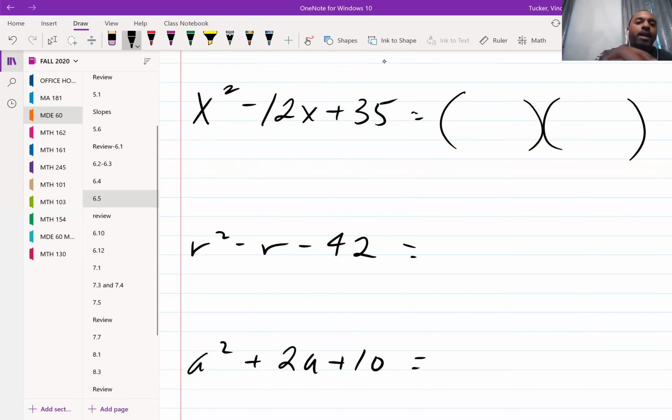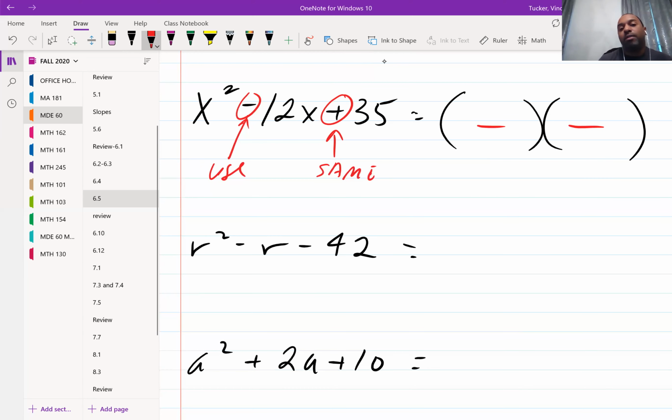Next, what has to happen is that my sign right here says that it's positive, so my signs in my parentheses have to be the same, and this one tells me which one I'm using. So that means both of my signs should be negative. So those are things that have to happen.